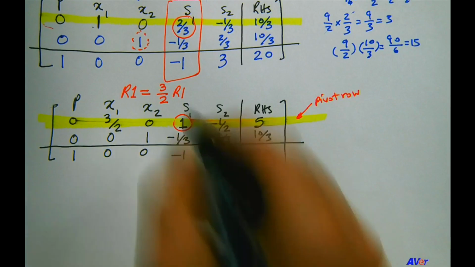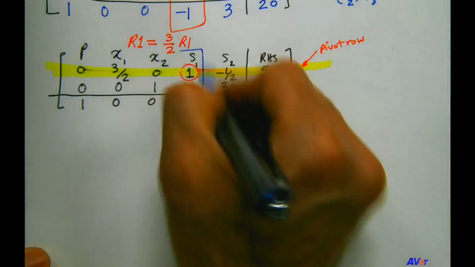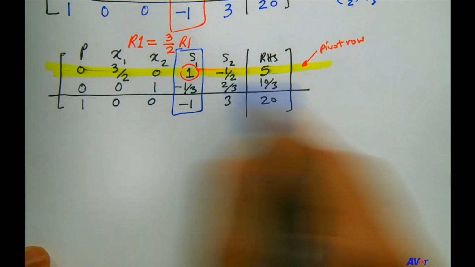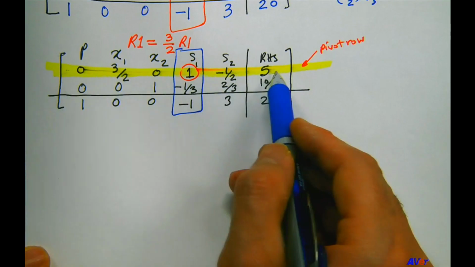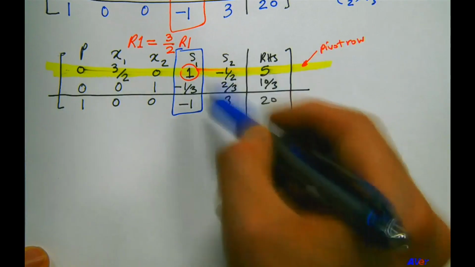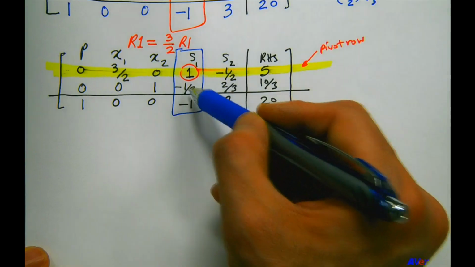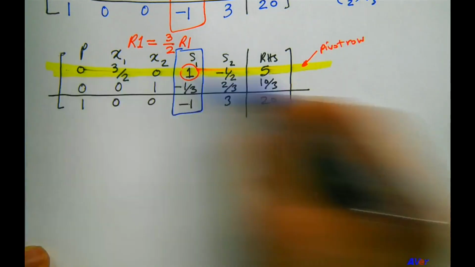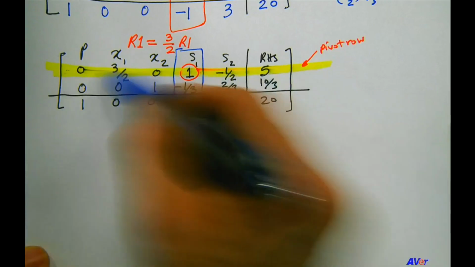Okay, so this is our pivot column. This is still our pivot column. We know that that yellow highlighted row is the pivot row, which is important. Why? Because that means in order to make this minus 1/3 and this minus 1 to 0, we're going to need to use the first row as our pivot row.